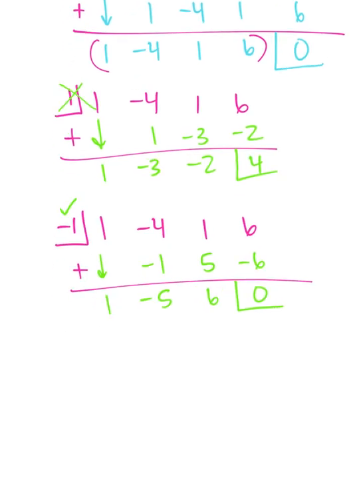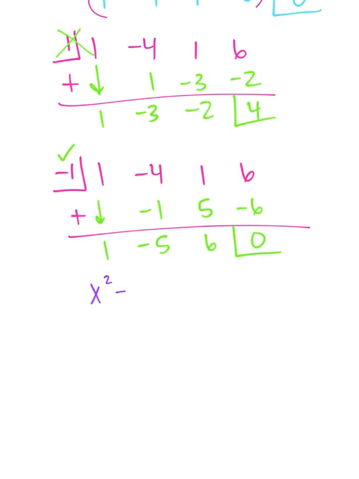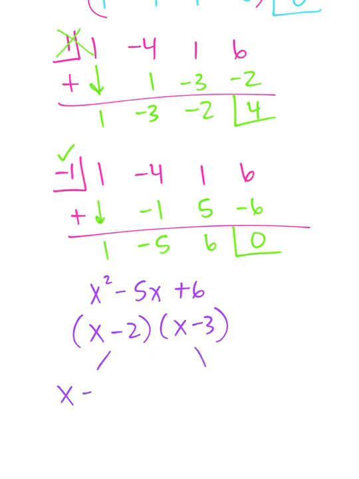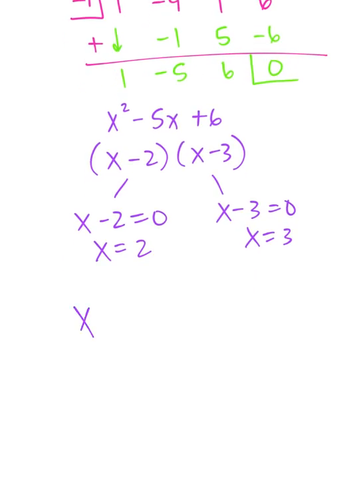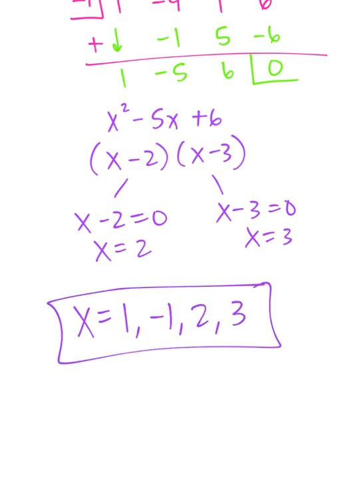Now I have x squared minus 5x plus 6. This I can factor into x minus 2 times x minus 3 and set each of those equal to 0. So I get x equals 2 and x equals 3. So when I write all of my zeros, I have x equals 1, negative 1, 2, and 3.